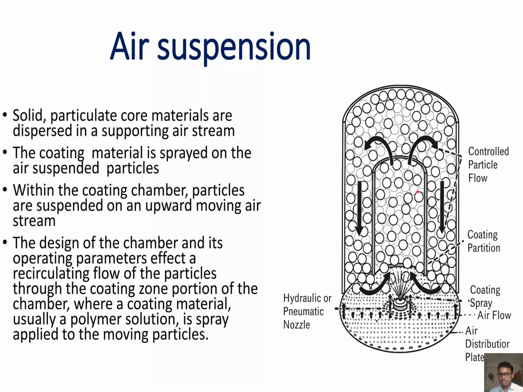Here the partition takes place because the granules or the core would ascend in that way, but whenever they come here, due to the airflow pattern, they will come in this direction once again. This will continue one by one, and your overall core would be coated. Then control particle flow, you can see the direction of the flow.